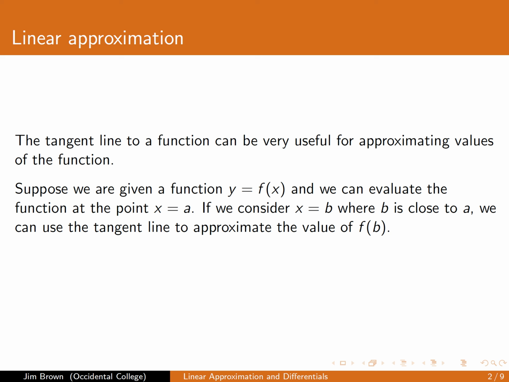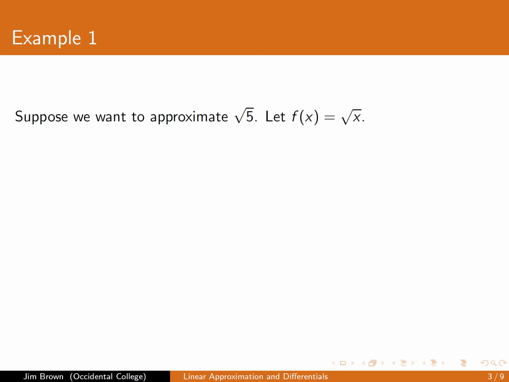So if we can evaluate it at a point a, and if we have some value b that's close to a, and we're interested in what f of b is, we can use the tangent line to approximate the value of f of b. So let's see an example of this to see what we're talking about.